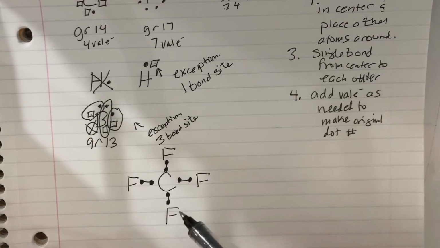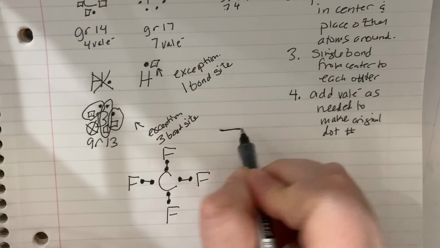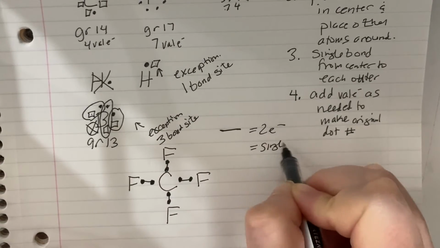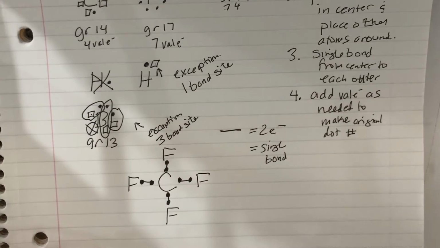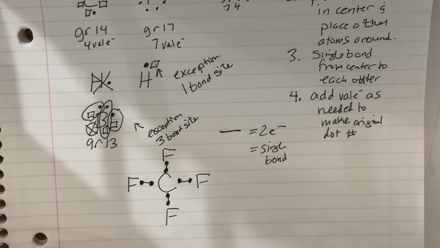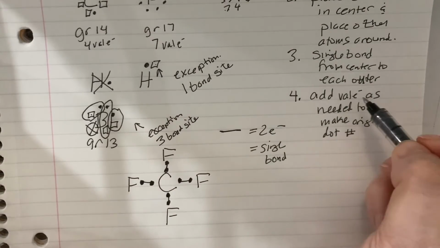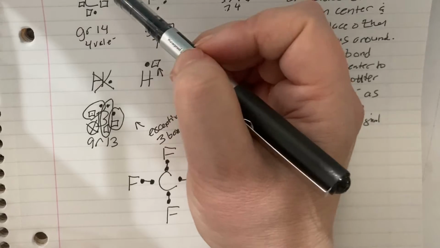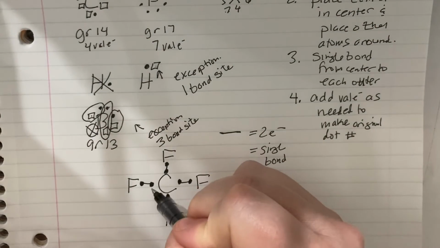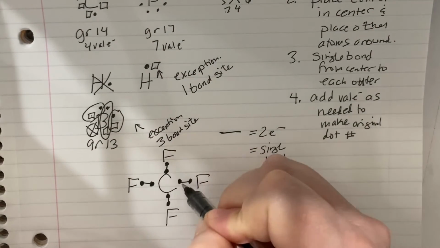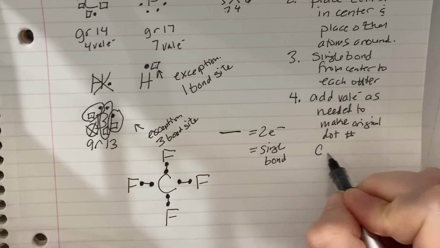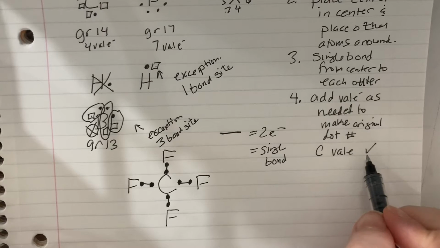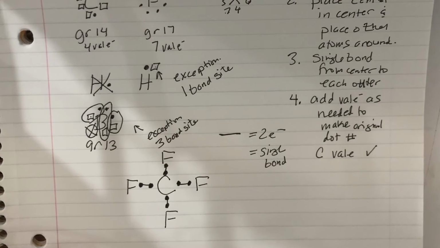So anytime you see a bar, that's 2 electrons. It's a single bond, and it is sharing. Now we've got to add electrons to get up to our correct valence number. Carbon has 4 valence electrons. Does he have 4? 1, 2, 3, 4. Yes, carbon's valence electrons are correct. You want to write that out. It'll become important, especially tomorrow.